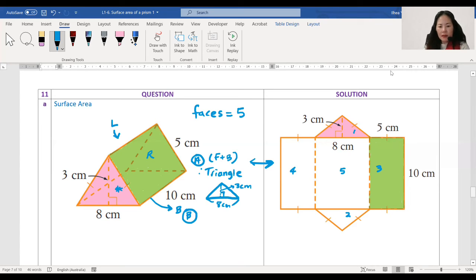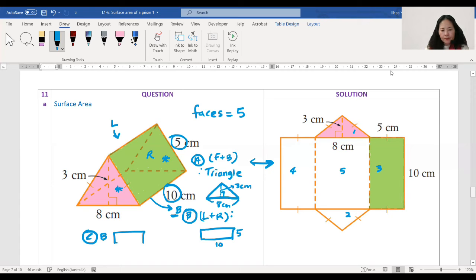Now second part, I'm going to do the left and right rectangle, which is this one. So left and right, and I'm looking at 10 and 5. Now the third one is the base. The base is the bottom, which is a rectangle, just 1. And that's my 8, one of the sides, and that's a 10. So 8 and 10 here. Okay, so I've got 3 different types here.